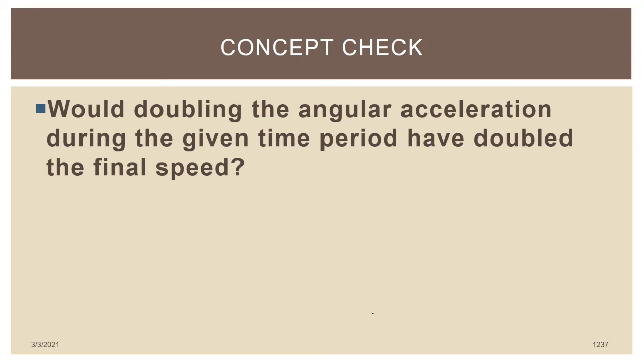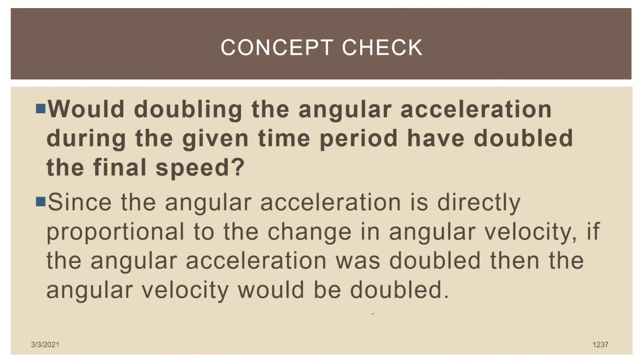Okay, and the answer here, pretty straightforward. Since the angular acceleration is directly proportional to the change in angular velocity, if the angular acceleration was doubled, then yes, the angular velocity would be doubled. Now, the other reason to bring this up, I think, is because you could say the angular acceleration is directly proportional to the change in angular velocity, and you realize that that looks a little weird.